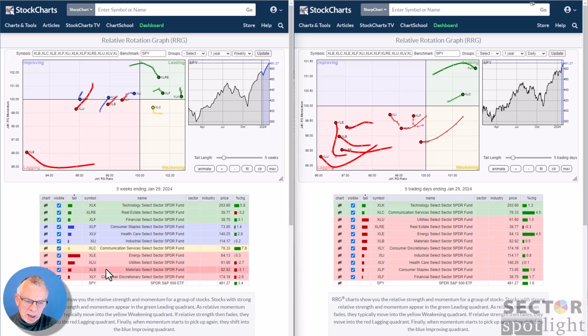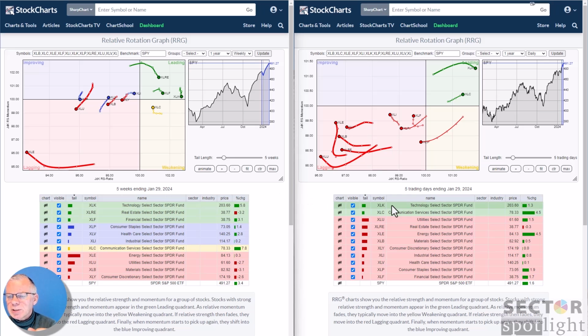And on the other hand, we've got energy very far into the lagging quadrant, picking up a little bit of momentum, but as you can see, it is very detached from the rest of the sectors and moving lower on the RS ratio scale, so it's better to be avoided.